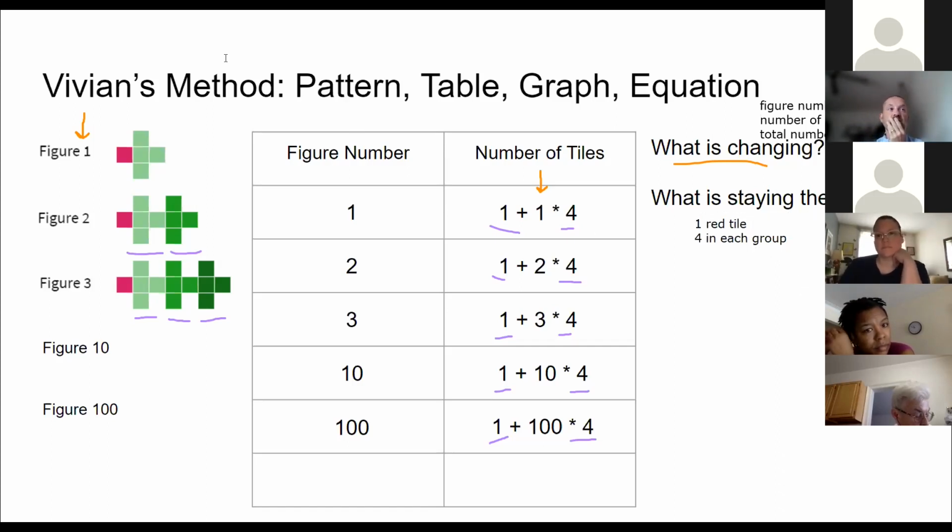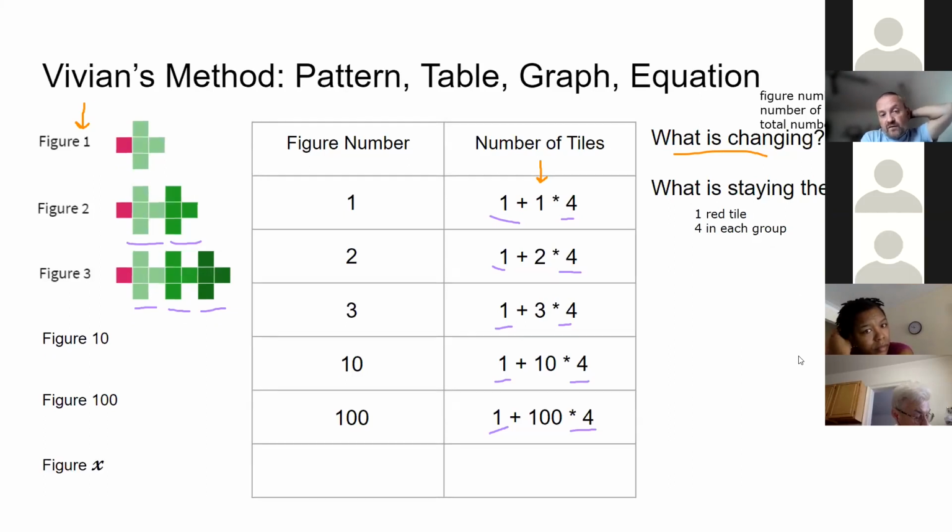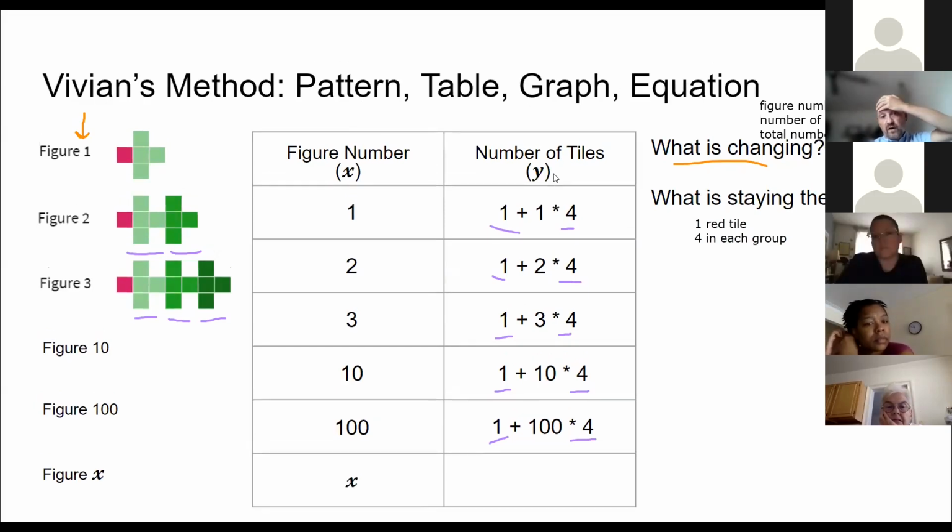Okay, so then we can move on to x, like for figure x, for any number. The figure number is x, right? And so now we're actually talking about figure x. If you look at the top here, I made a small change. The figure number is x and the number of tiles is y. Figure number x is whatever that number is. y is the total number of tiles.